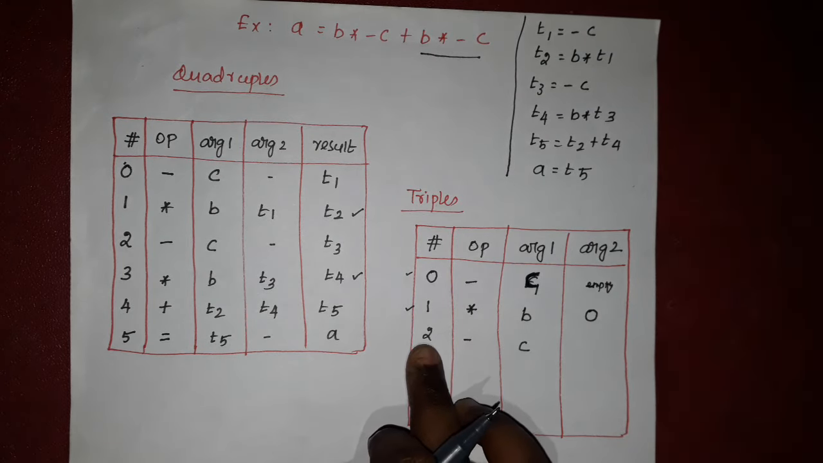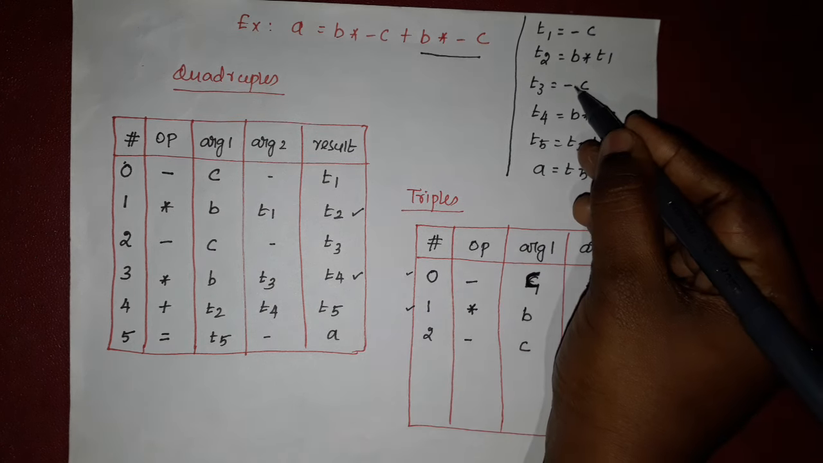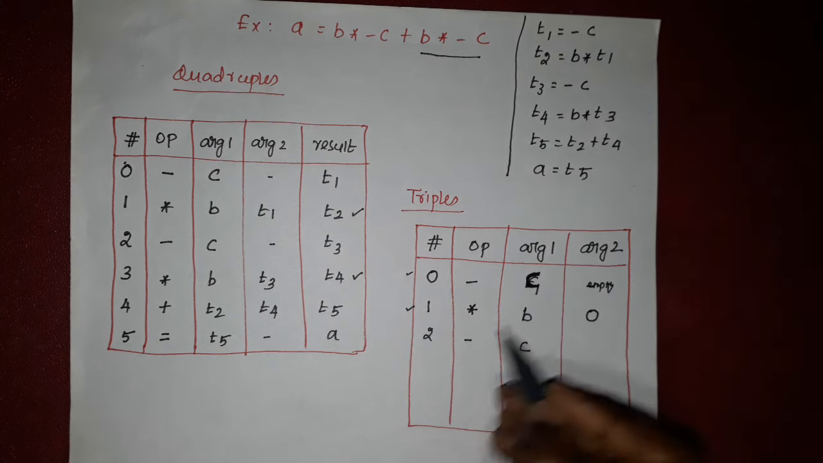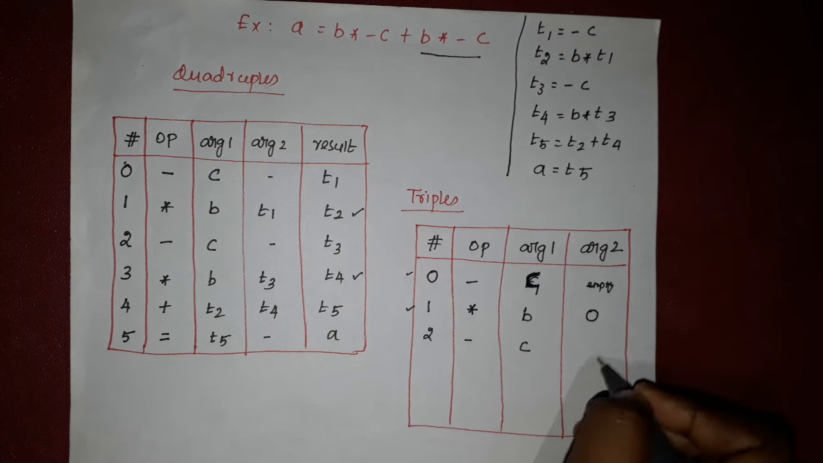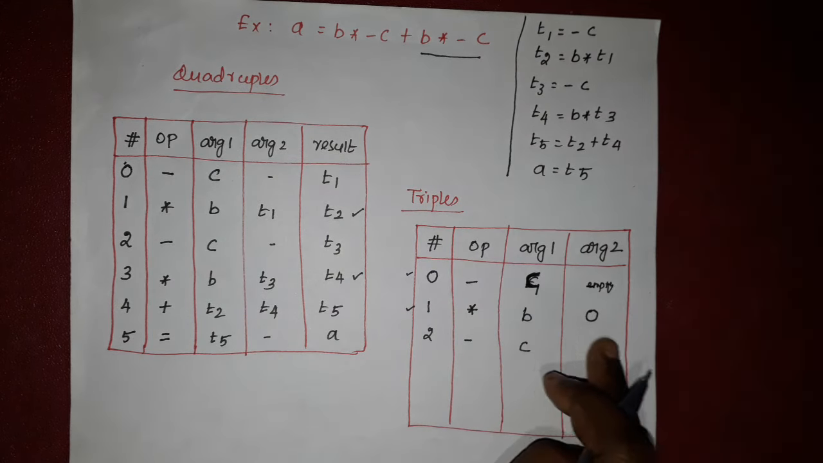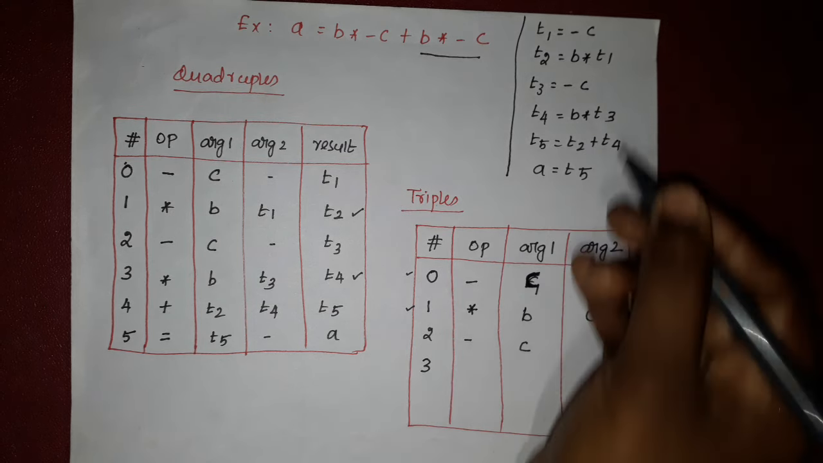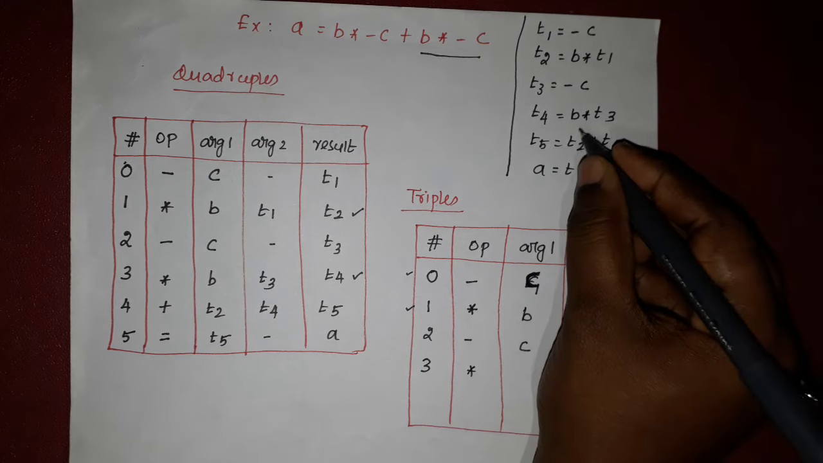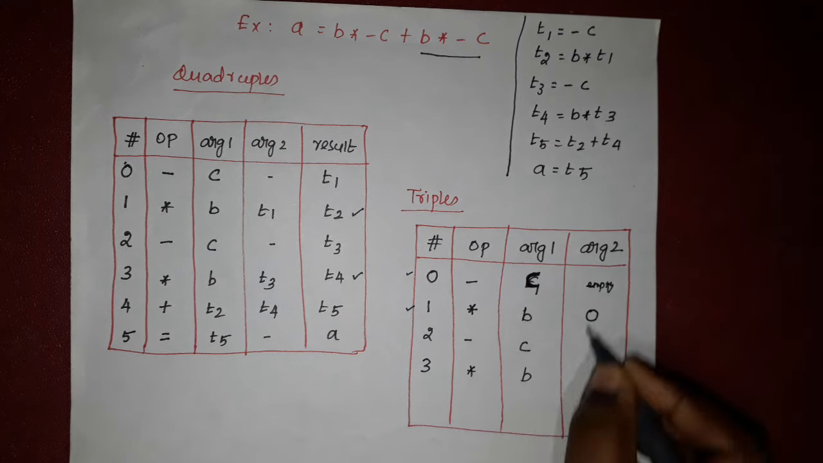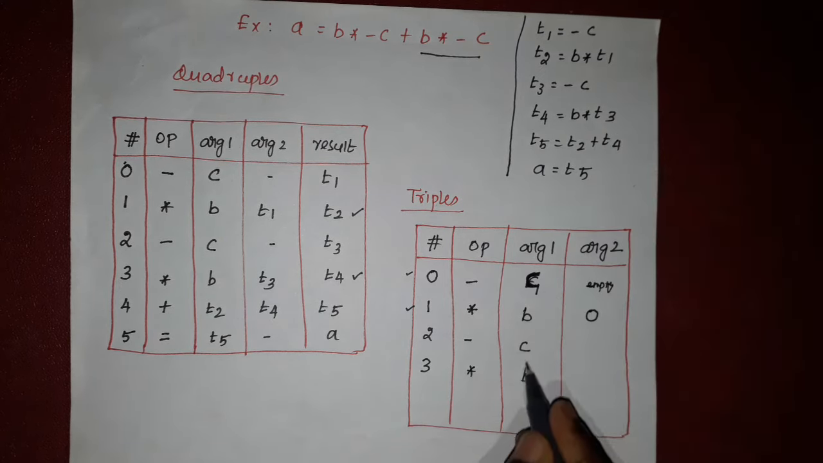Then the next index value is 2. Here the unary operator is minus and argument 1 is C. There is no second argument, so this cell will be empty. Then the next index value is 3, and here the operator is star and the first argument is B, and there is no temporary variable.